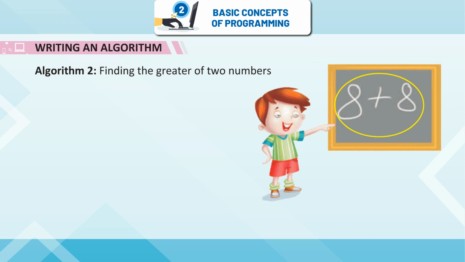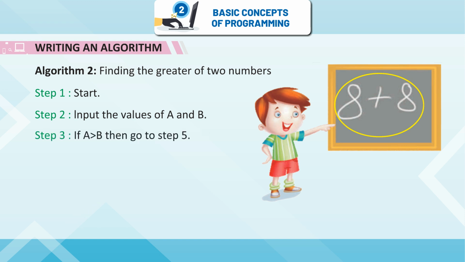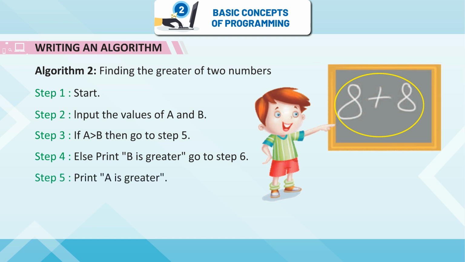Algorithm 2. Finding the greater of two numbers. Step 1. Start. Step 2. Input the values of A and B. Step 3. If A is greater than B, then go to step 5. Step 4. Else print B is greater, go to step 6. Step 5. Print A is greater.